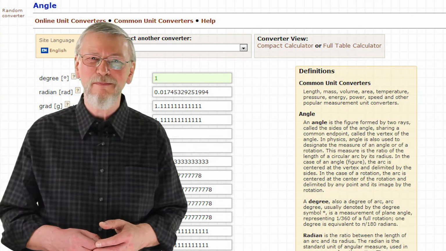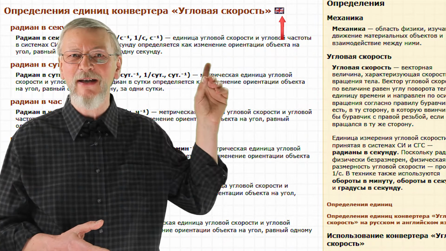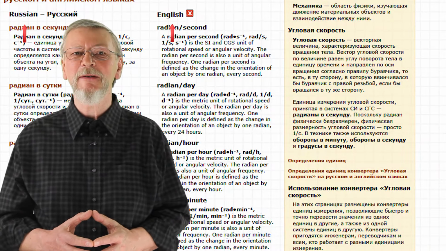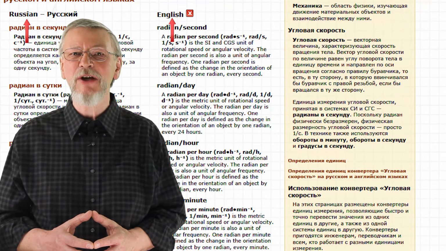There is still more you can do. If you open any converter page in a language other than English, for example, the converter page in Russian, and click the unit definitions in Russian and English, or click the British flag on the right, you can open the page with a list of unit descriptions in English and in Russian.